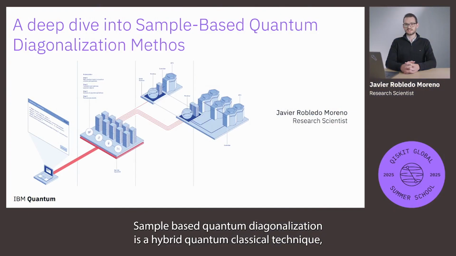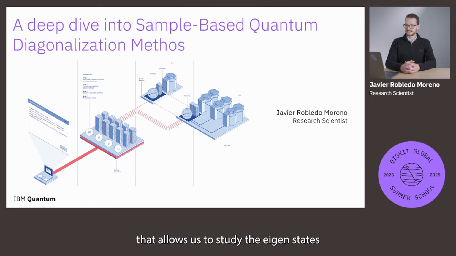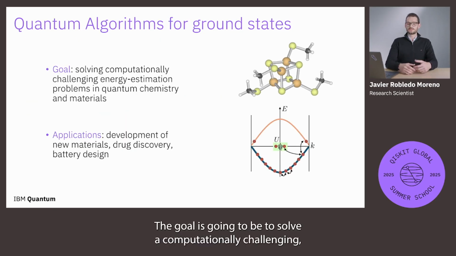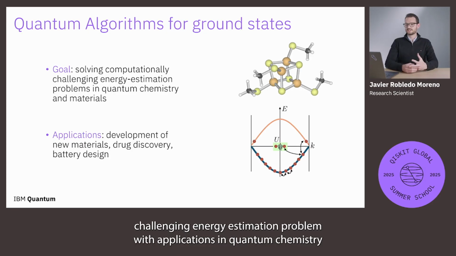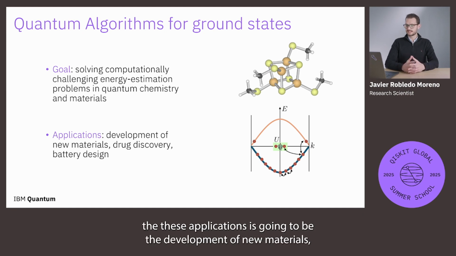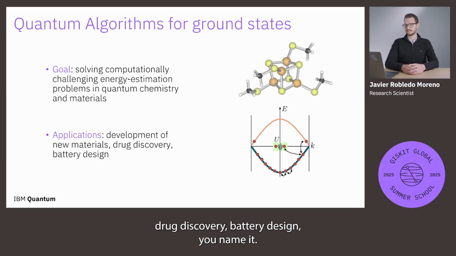Today I'm going to be discussing the fundamentals and applications of sample-based quantum diagonalization. Sample-based quantum diagonalization is a hybrid quantum classical technique that allows us to study the eigenstates and eigenvectors of quantum many-body systems. The goal is to solve a computationally challenging energy estimation problem with applications in quantum chemistry and material science. In particular, some of these applications are the development of new materials, drug discovery, battery design, you name it.